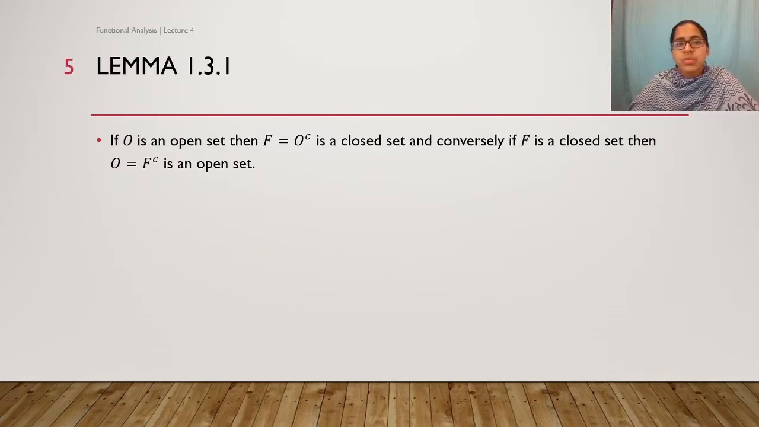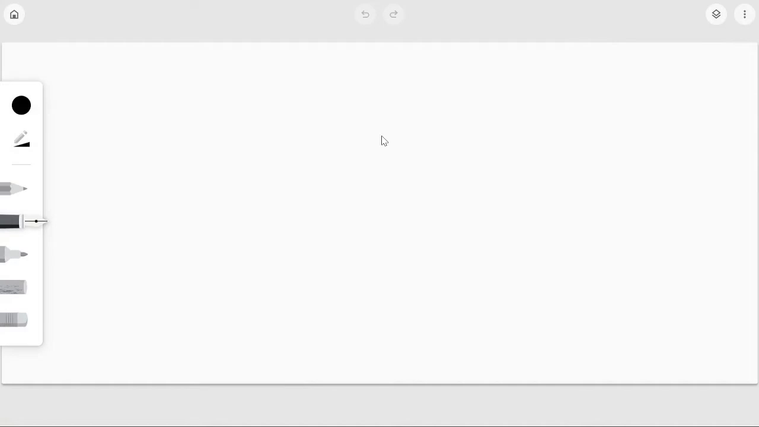So next we'll move on to lemma 1.3.1. The lemma is pretty simple. It states that if O is an open set, then F equal to the complement of O will be a closed set. And conversely, if F is a closed set, then O equal to the complement of F is an open set. So what we have to prove is that if O is open, then its complement is closed, and if F is closed, then its complement is open.